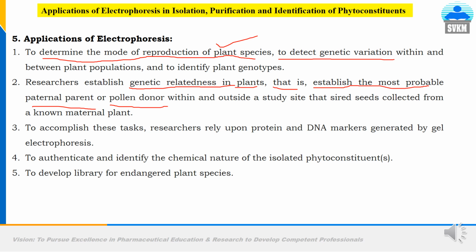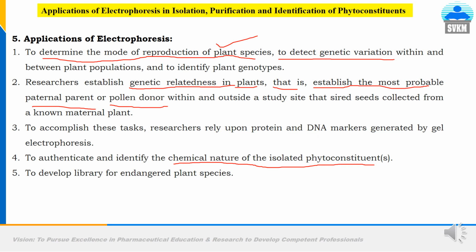Further, to accomplish this task, researchers rely upon protein and DNA markers generated by gel electrophoresis to authenticate and identify the chemical nature of the isolated phytoconstituent. It is very important to understand whether it is an alkaloid, a glycoside, tannins, flavonoids or polyphenolic compounds. We need to understand its chemical nature. Just by doing chromatography or spectroscopy, no doubt we can illustrate the structure. But again, to get more authenticity on that chemical nature, one can opt for electrophoresis as one of the fantastic techniques for the identification of that phytoconstituent.